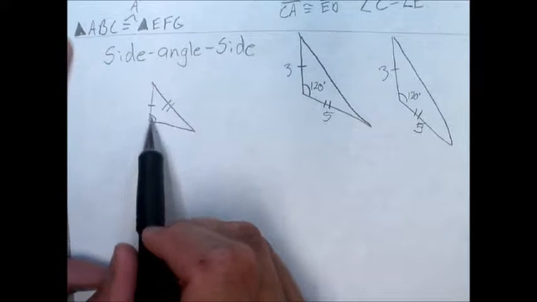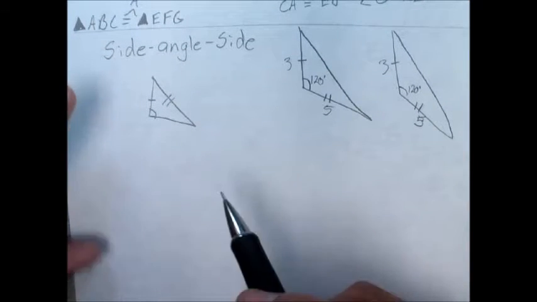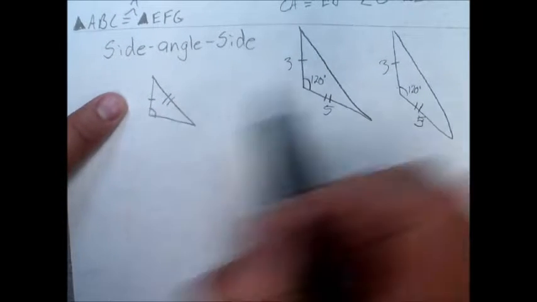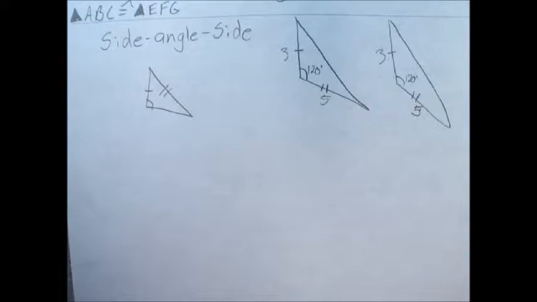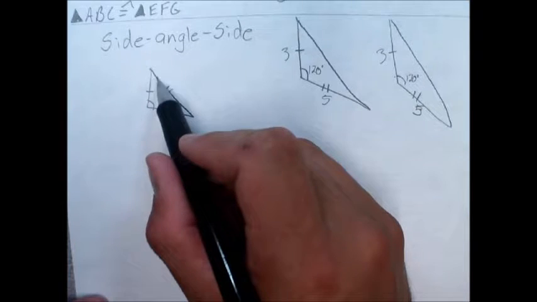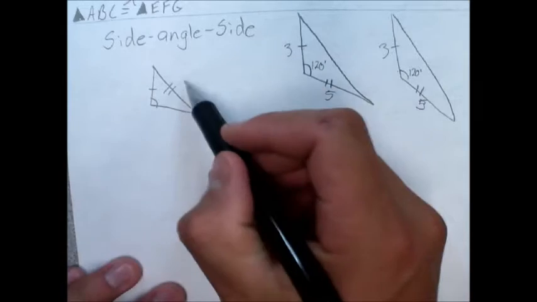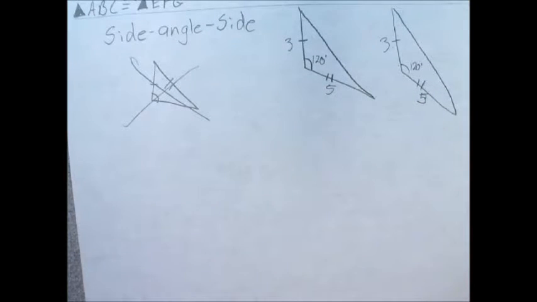I have to follow them around. In other words, it has to be an angle in between the other two sides. Okay? This side and this side would work if we were knowing this angle, not this one. Okay? So this does not work. There is no side-side angle. Mainly because if you flip it around, it makes a very bad word.